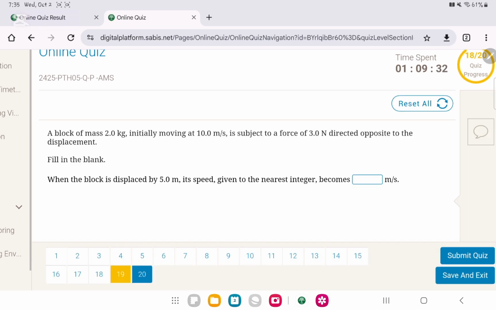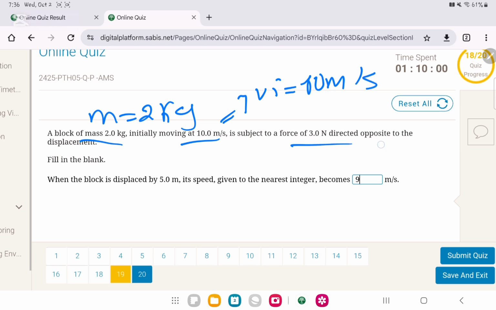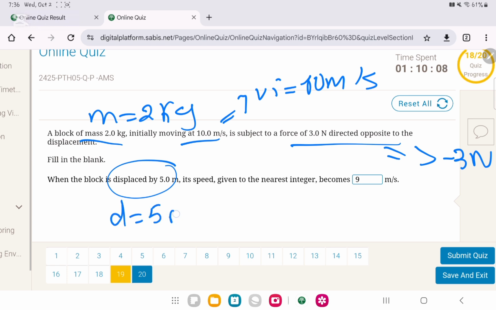Question number 19. A block of mass 20 kg, mass is equal to 2 kg, not 20, is initially moving. Didn't we do this question? Question 2? Yeah, it's the same as question 2. So question 19, it's 9, but let me explain it. A block of mass 2 kg, mass is equal to 2 kg, is initially moving. We have V initial is 10 meters per second. Force of direction is opposite, so negative 3 newtons. And we have the displacement, so the distance is 5 meters.